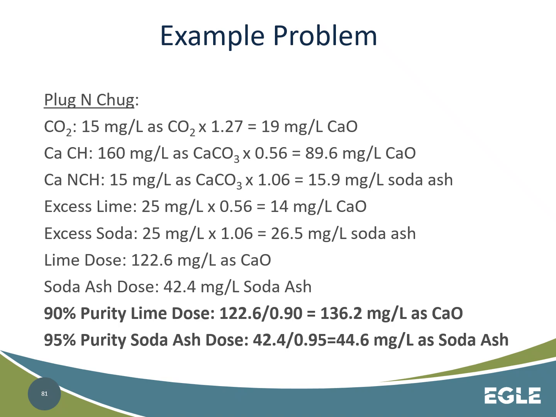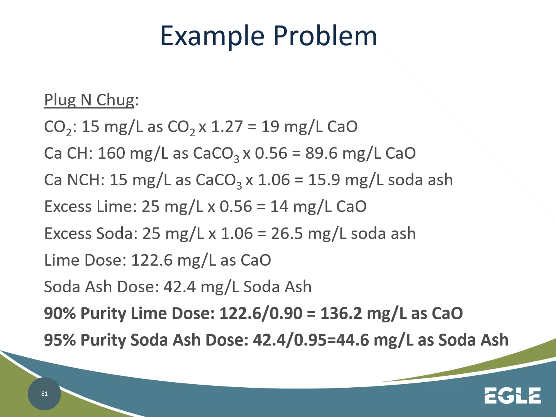Next, we calculate the lime dose needed to remove the calcium carbonate hardness. We take the concentration of calcium carbonate hardness to remove, which we calculated on the previous slide as 160 milligrams per liter as calcium carbonate, multiplied by the given ratio to get a lime dose of 89.6 milligrams per liter as quicklime. We also had 15 milligrams per liter as calcium carbonate of calcium non-carbonate hardness to remove.